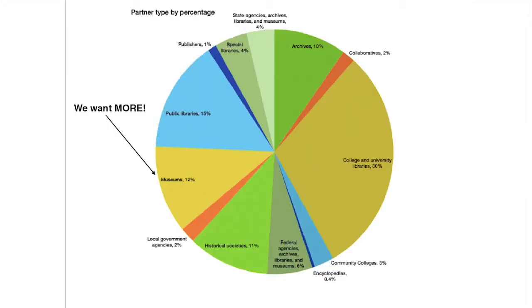All right, so what's in there now? So you can see this is a pie chart of what kind of data we have in the DPLA now. Most of our data, 30%, is actually coming from college and university libraries. We have about 10% from archives, about 15% from public libraries, about 12% from museums, 11% from historical societies. So there's a decent amount of distributed institution types here, but we'd certainly love to see this more distributed, including more museum representation in the DPLA.